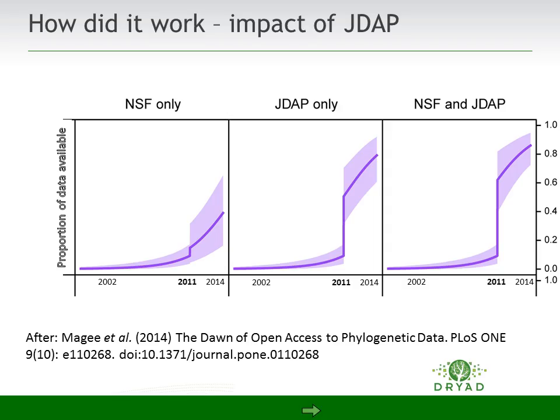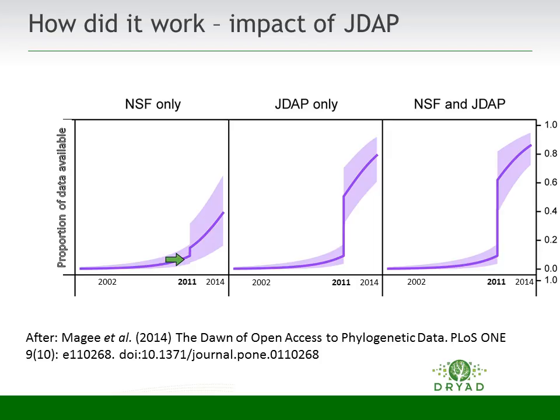All right, so this policy was really quite successful. It came out and the journals started enforcing the policy very close to the time that the National Science Foundation also started enforcing a policy of data publication for science that they funded.